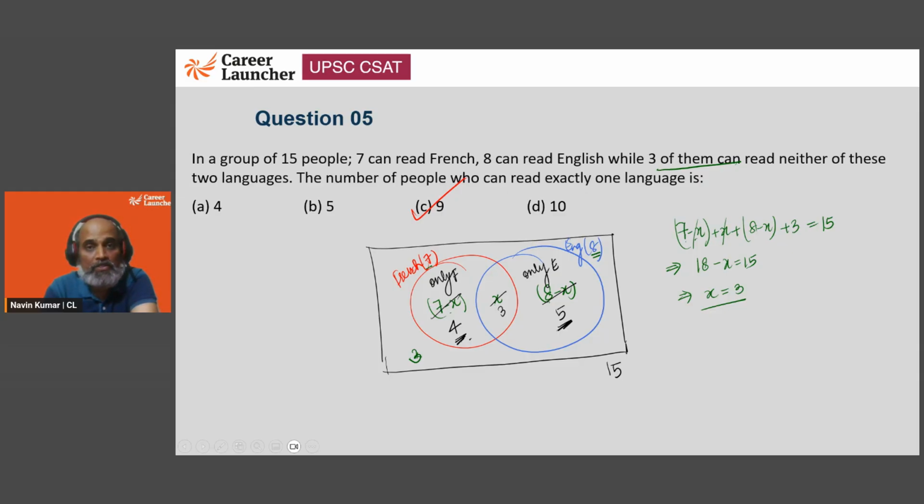This can also be solved using De Morgan's theorem. It completely depends if you are aware of that. Otherwise, Venn diagram is an approach which will always help, irrespective of whether we are solving a 2-set Venn diagram, whether we are solving a 3-set Venn diagram, whether a lot of information is given, whether very little information is given.